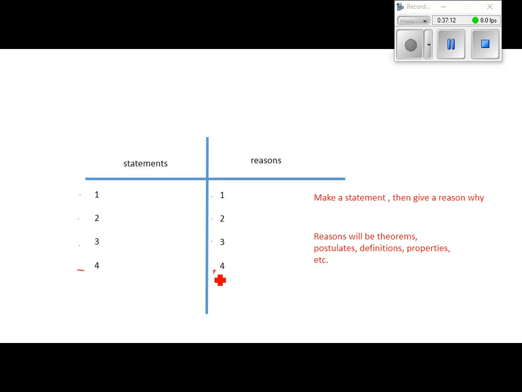Your reasons are always going to be theorems, postulates, definitions, properties, some kind of rule, except for one of them. Which one's not going to be one of those things? The first one, it's going to be given. The second one might be given also. The third one might be given. But all the rest of them are going to be something like a postulate, property, or some kind of rule. Angle addition postulate, segment addition postulate, vertical angles are congruent, and so on. Some kind of rule.